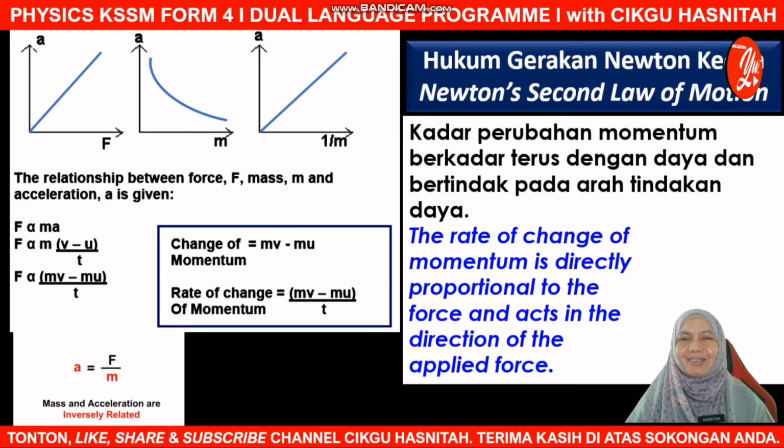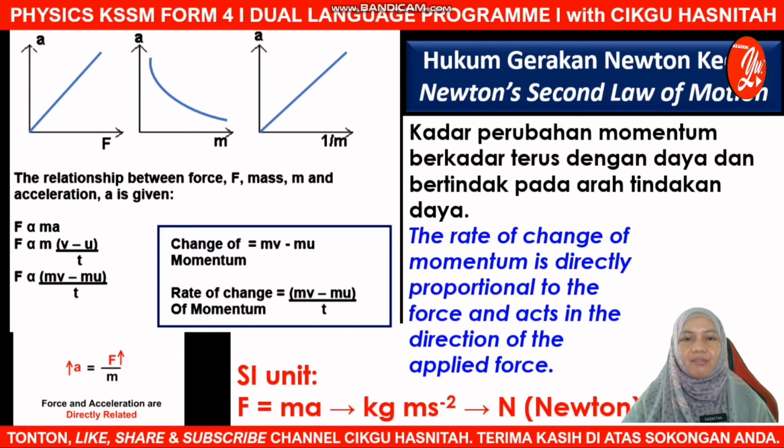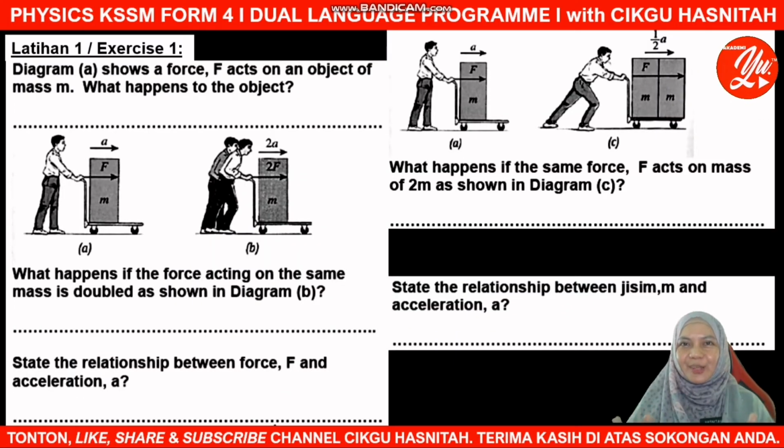So what does Newton's second law of motion state? It states that the rate of change of momentum is directly proportional to the force and acts in the direction of the force applied, where F equals ma, written in kilogram meter per second squared, or also in Newton. So I guess this is the time you mostly await. Exercises. Okay, let's check on these questions.